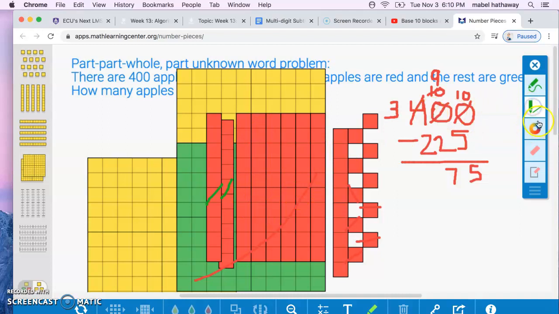We can now move to our hundreds place. 3 minus 2 is 1. We've already crossed out 1 hundreds frame. We now need to cross out 1 more. We are now left with 100, 7 tens, and 5 ones. 175.